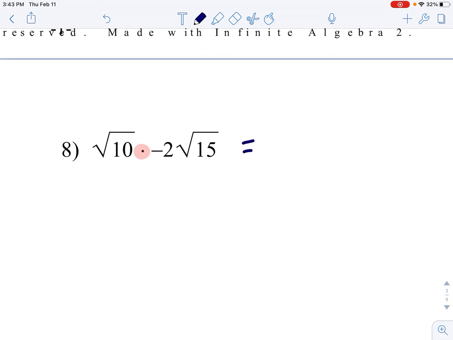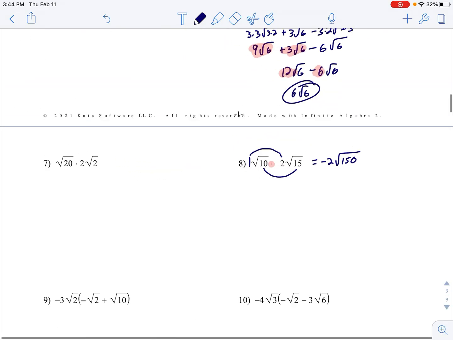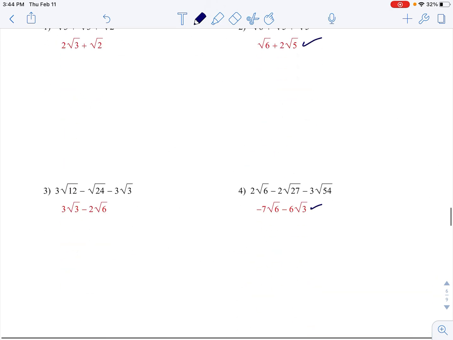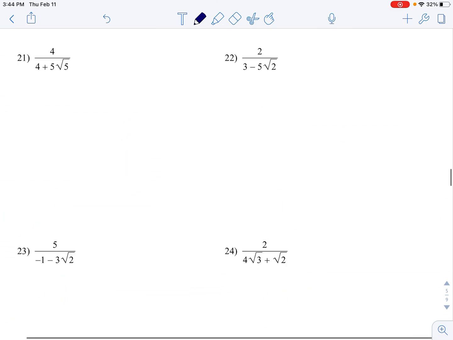So the rule is outside number times outside number, inside number times inside number. The outside number here is a 1, so we're basically multiplying 1 times negative 2. And the inside numbers are 10 and 15. 1 times 15 is 150. Now I'm going to tell you, we did it correct. We did outside times outside, inside times inside. That, however, is not the final answer. You want me to prove it? Of course you do. Don't take my word for it. Look at that. Not the final answer.